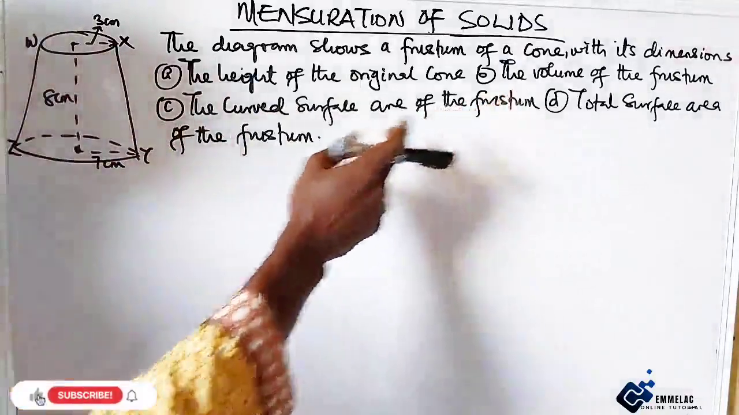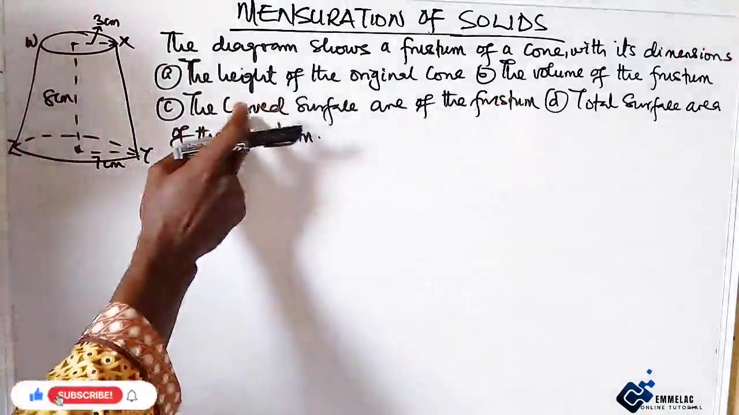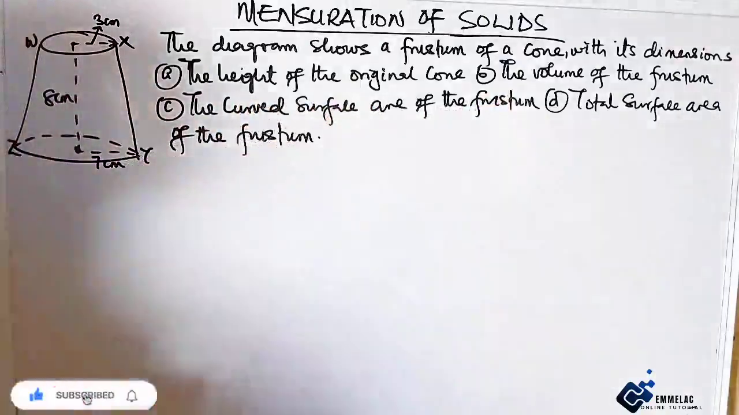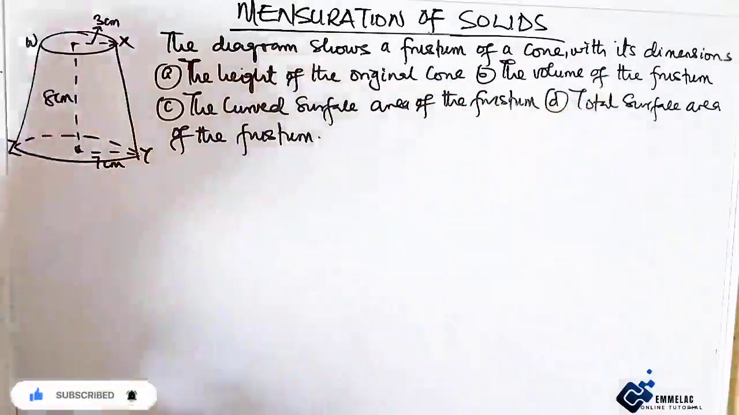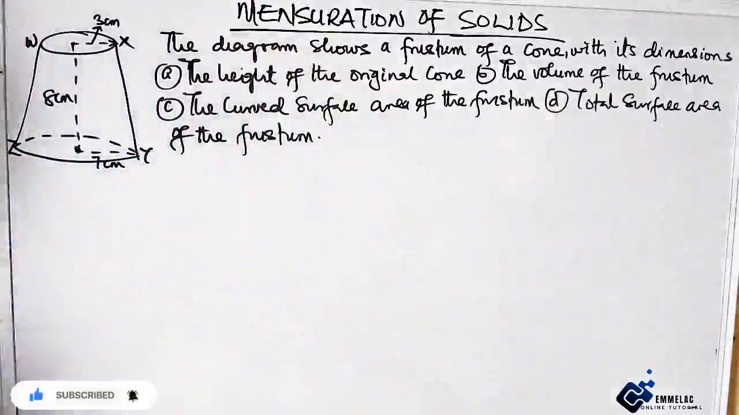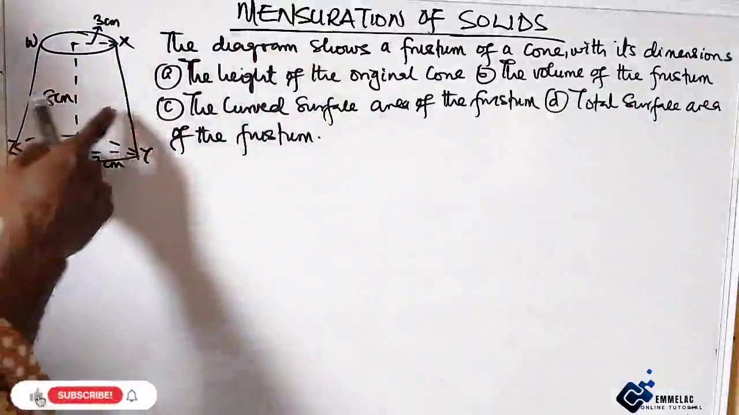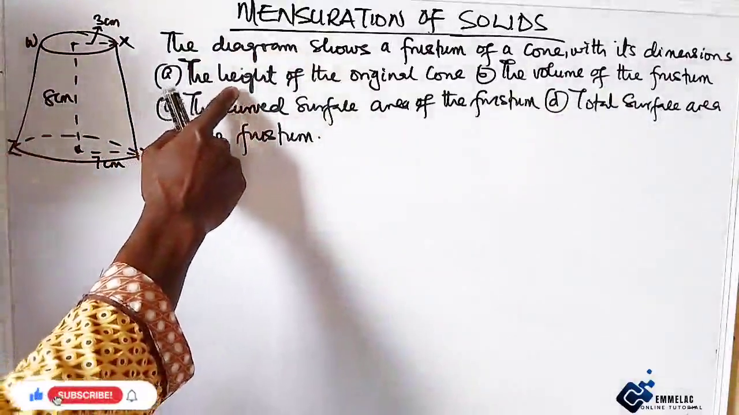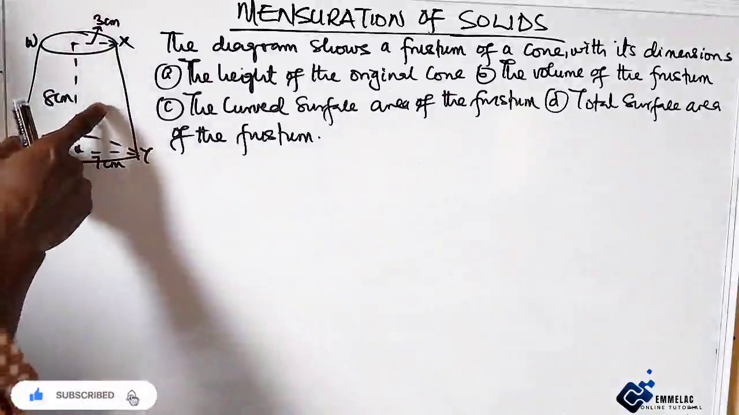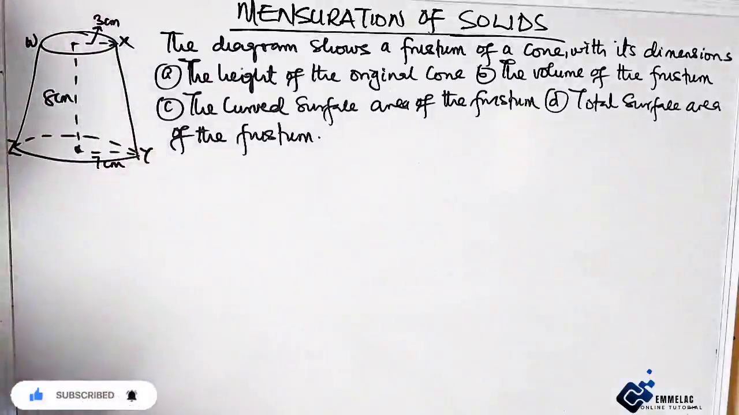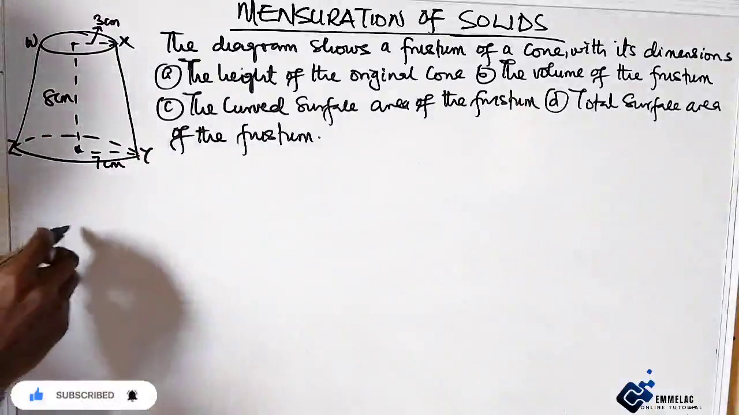Then we are asked for the volume of the frustum, the curved surface area of the frustum, and the total surface area of the frustum. What we just need to do first, since we are asked to find the height of the original cone, is build this up to become a complete cone. Now let us see.